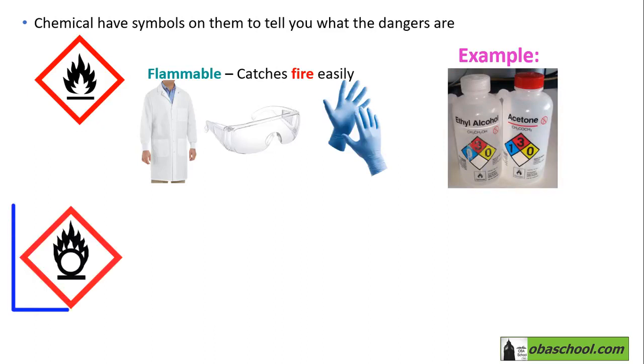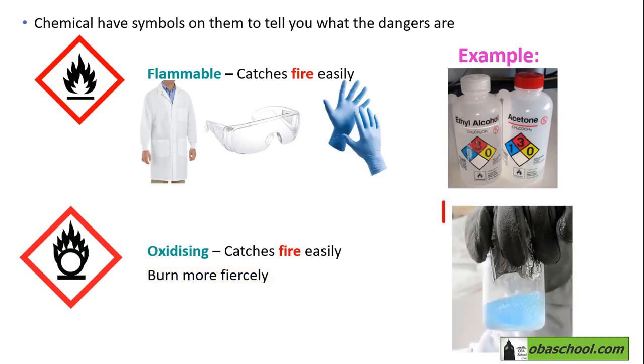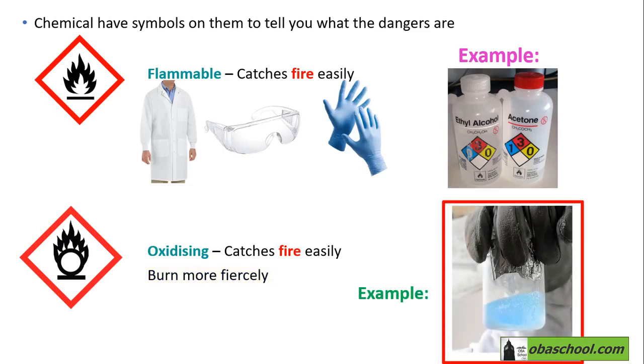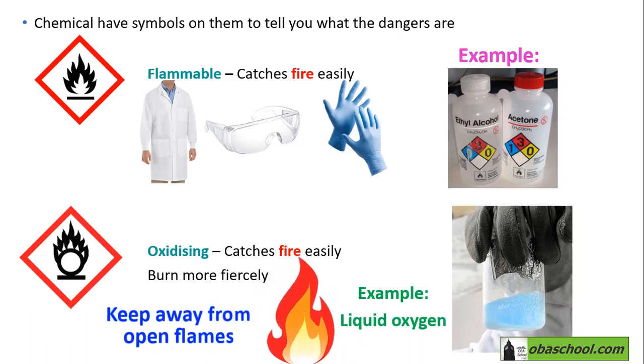Now, the following symbol that is shown here tells you that the chemical is oxidizing. If a chemical is oxidizing, it provides oxygen, allowing other materials to catch fire more easily, and when they do so, to burn more fiercely. A good example of an oxidizing substance is liquid oxygen itself. Liquid oxygen should always be kept away from open flames and should also be kept away from flammable materials.